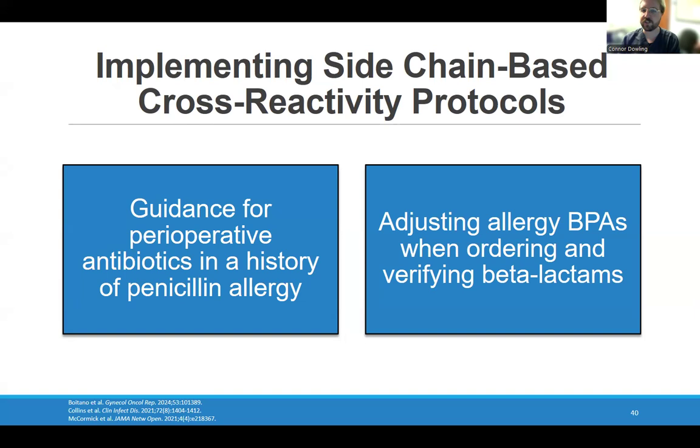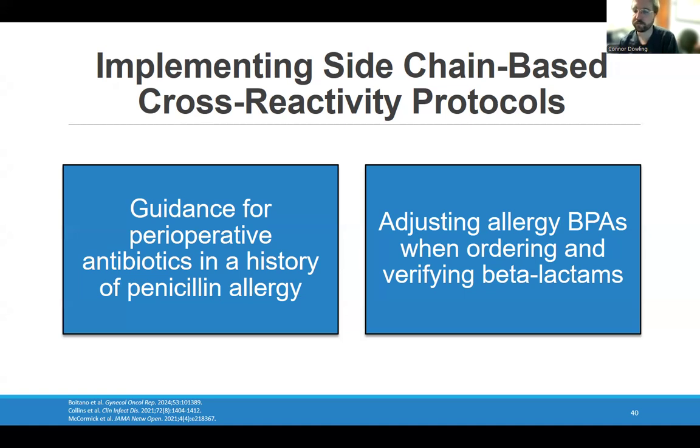So in terms of looking to implement side chain based cross-reactivity protocols, which I know is a mouthful, but really trying to leverage our knowledge of side chain and cross-reactivity into implementing protocols, there are a lot of different ways that places have done this to really help reduce second-line antibiotic choices for patients with these labeled penicillin allergies. This can be done to help with guidance for perioperative antibiotics and a history of penicillin allergy. For example, being able to use cefazolin for patients that do or do not have a verified penicillin allergy history, as well as being able to know that we can use cefazolin comfortably in a patient that even has a history of penicillin or amoxicillin anaphylaxis.